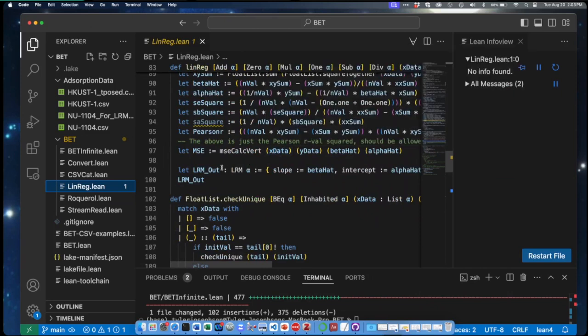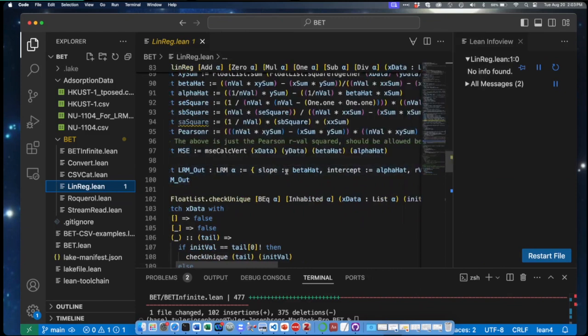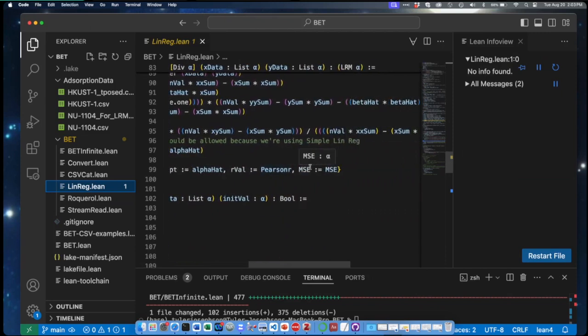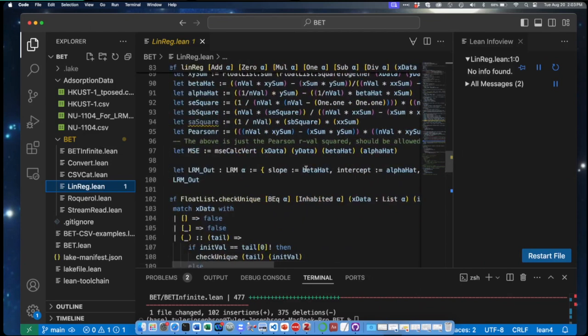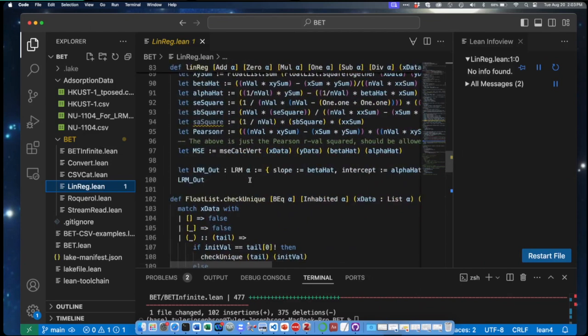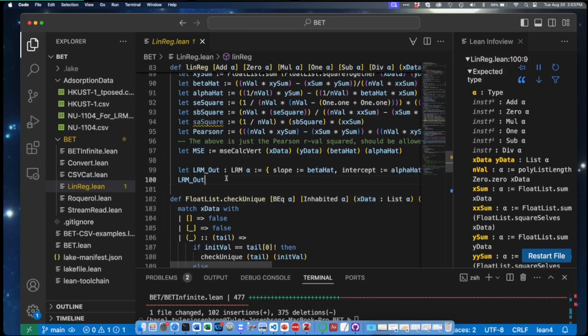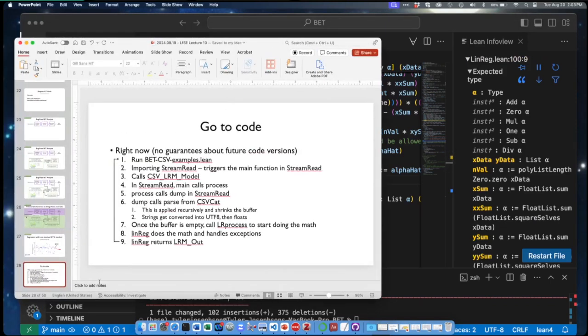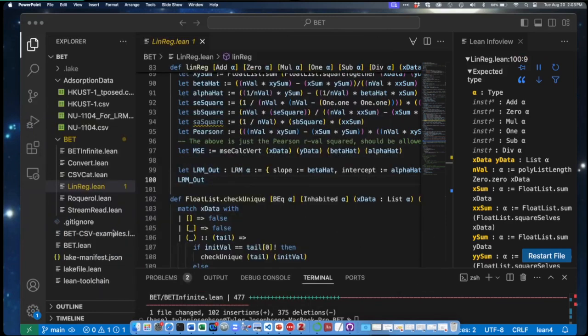And importantly, it produces an output. LRM out will store the slope. It's a structure that stores the slope, the intercept, the Pearson's R coefficient, and the mean squared error. LRM out, we have our result. We made it. So essentially this comes back and passes its way all the way back through. linreg returns LRM out. LR process was trying to call linreg and now has a result. It has LRM out. So LR process takes it, and it works all the way up to the top.